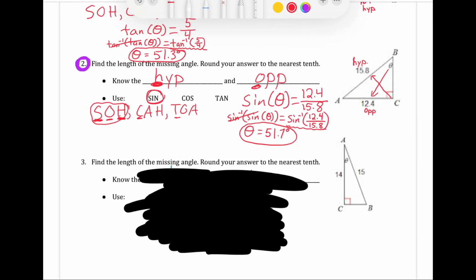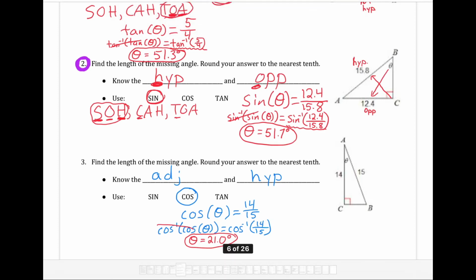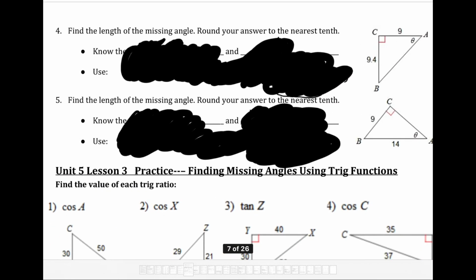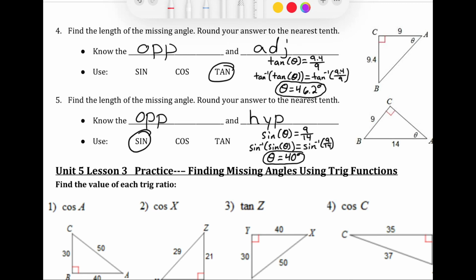Alright, so if you will, pause the video and attempt number 3, number 4, and number 5. Number 3, you should have gotten 21 degrees. Number 4 and number 5, you should have gotten 46.2 degrees for number 4, and you should have gotten 40 degrees for number 5.